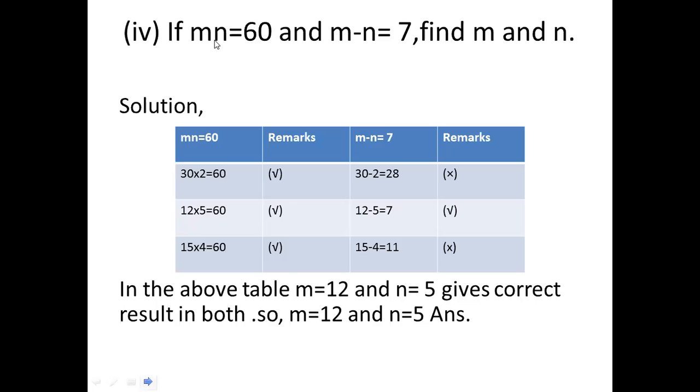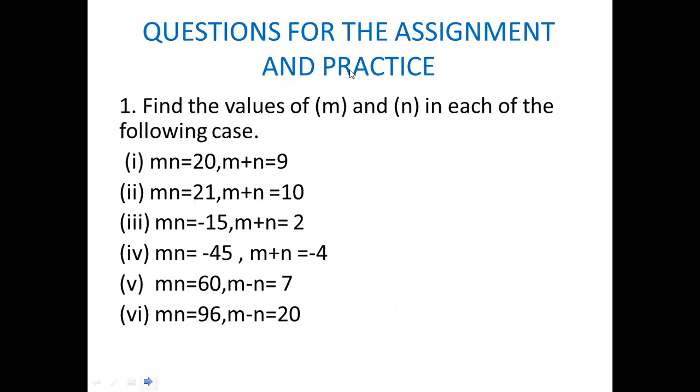Okay, here questions are given for assignment and practice. Six questions are given in a similar way. m into n 20, m plus n 9; m into n 21, m plus n 10; m into n minus 15, m plus n 20. m into n minus 45, m plus n minus 4; m into n 60, m minus n 7; m into n 96, m minus n must come 20. What are those two numbers? You have to find out. I hope you can do these questions easily.